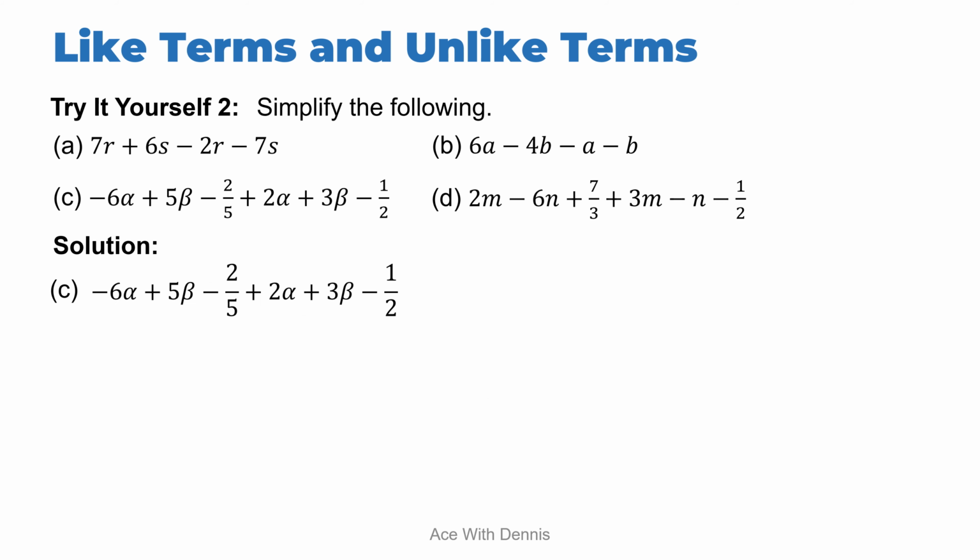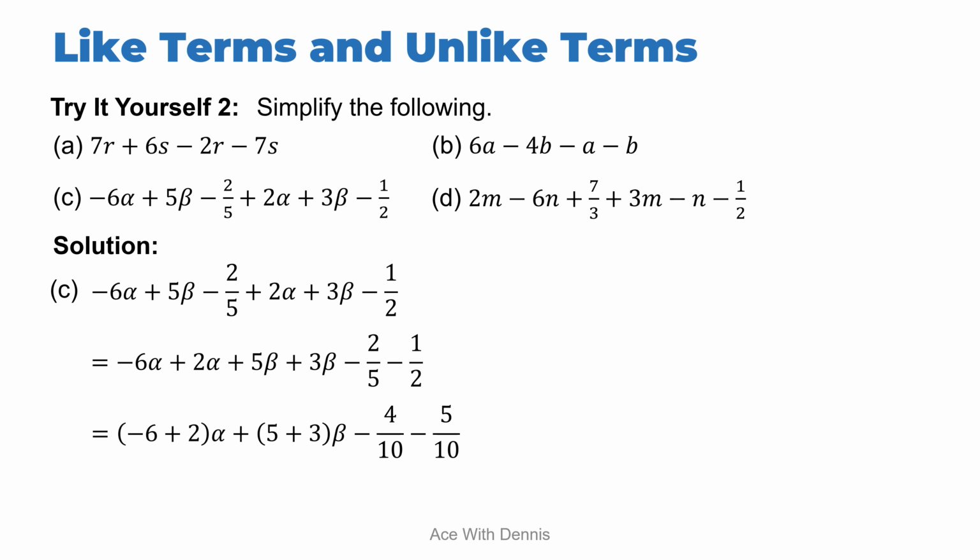For C, negative 6 alpha plus 5 beta minus 2 over 5 plus 2 alpha plus 3 beta minus half. In this example, we have three pairs of like terms. So the very first step we need to do is rearrange the expression so that the like terms are placed side by side with each other. So we get negative 6 alpha plus 2 alpha plus 5 beta plus 3 beta minus 2 over 5 minus half. Then we group the coefficients of the like terms together.